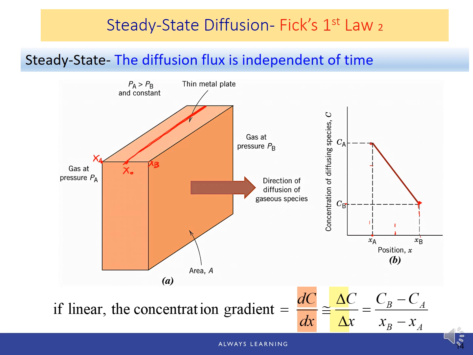or let's look at 2 points. On this point, the x-axis is XA and the y-axis is CA. And at point B, the x-axis is XB and the concentration is CB. So the slope can be calculated using the two locations or the 2 points at both ends, where we have CB minus CA over XB minus XA, and that's the concentration gradient for steady-state diffusion, which is a linear concentration profile.